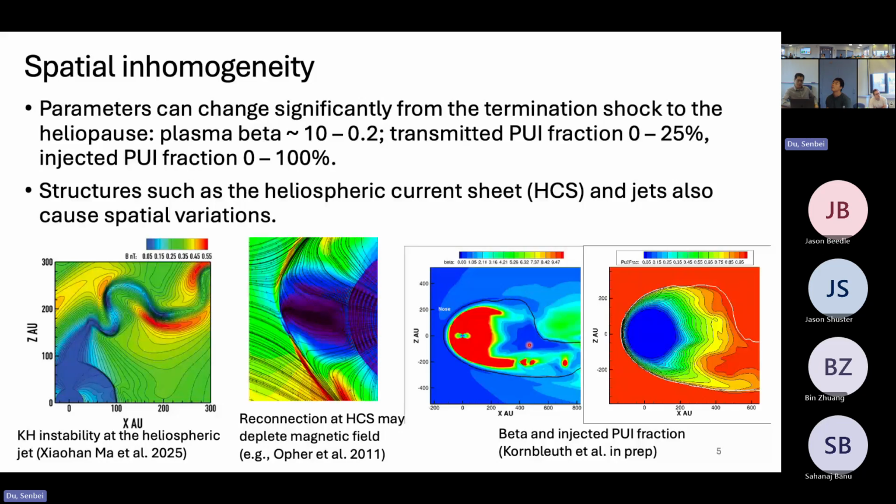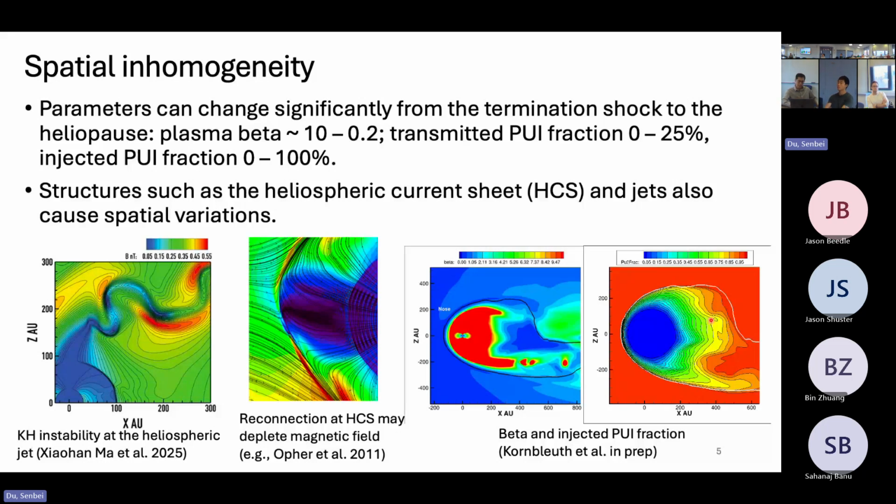And also the fraction of these injected pickup ions is increasing from 0 at the termination shock all the way to practically 100% in the tail region. Basically, they are replacing all the other ions.